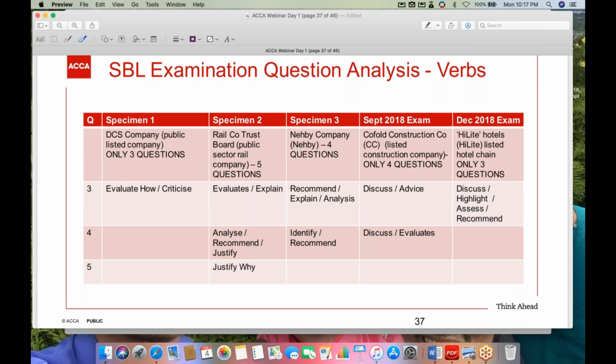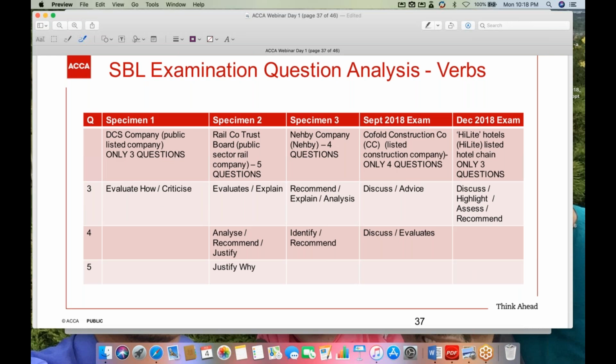So every time they answer a question and every time they see all these verbs, the first thing I will ask them is, what are you supposed to do? So when you evaluate, what are you supposed to be doing when you evaluate? What does the question verb tell you? What does that particular question verb on the ACCA website tell you?